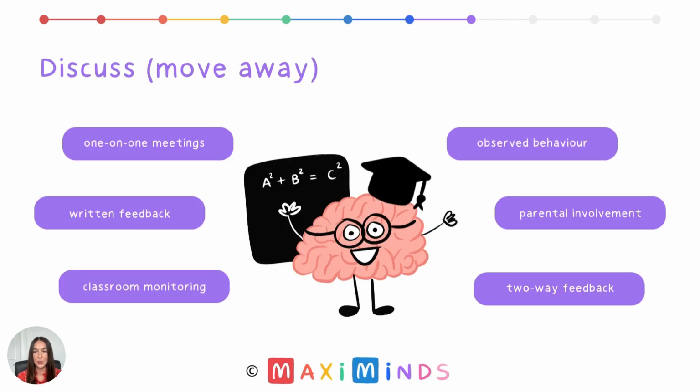So things like this could look like classroom monitoring, obviously recording specific instances, writing down that feedback, initiating and setting up a one-on-one meeting, using those observed behaviours, potentially getting parents involved when necessary, and definitely having that two-way feedback, so asking for their thoughts as well, which will, according to research, increase their likelihood of being engaged in the classroom.